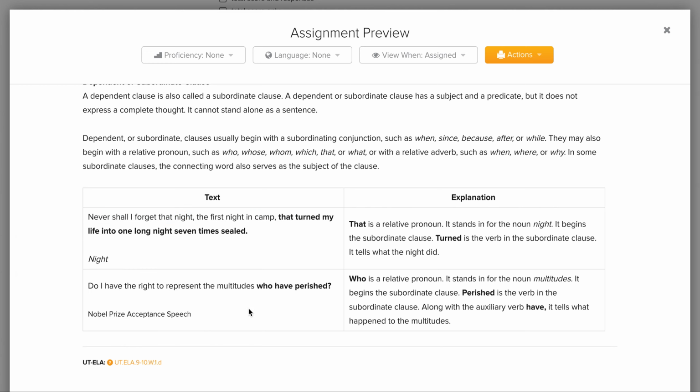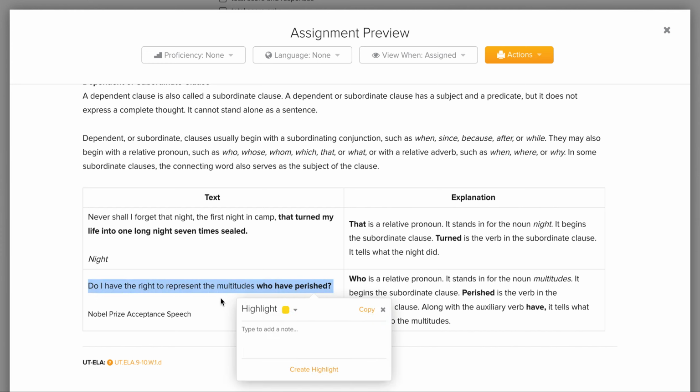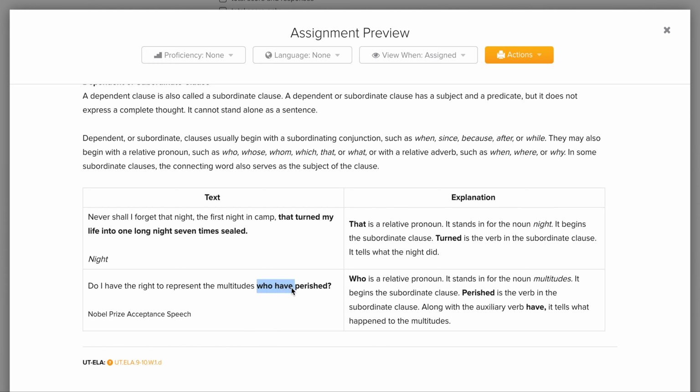And the final example here, this is from the author of Night. He received a Nobel Prize, and this is from his acceptance speech. "Do I have the right to represent the multitudes who have perished?" "Who have perished" is a clause. It has a subject, "who," and it has the action, "have perished."